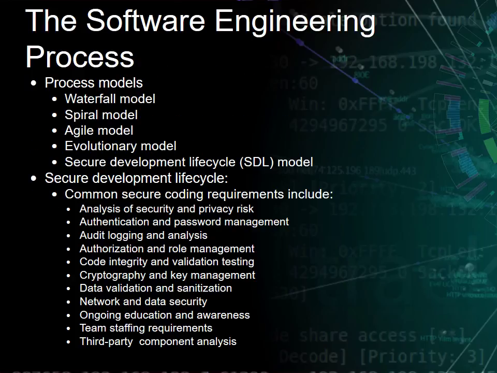For the software engineering process, the book provides several process models. Process models are waterfall model, spiral model, agile model, evolutionary model, and secure development lifecycle model. The book does a good job in explaining each one of these. I highly recommend you go through and have at least a general familiarization with the types of processes that are out there in case you are hired into an organization where you'll be working with the software developers.